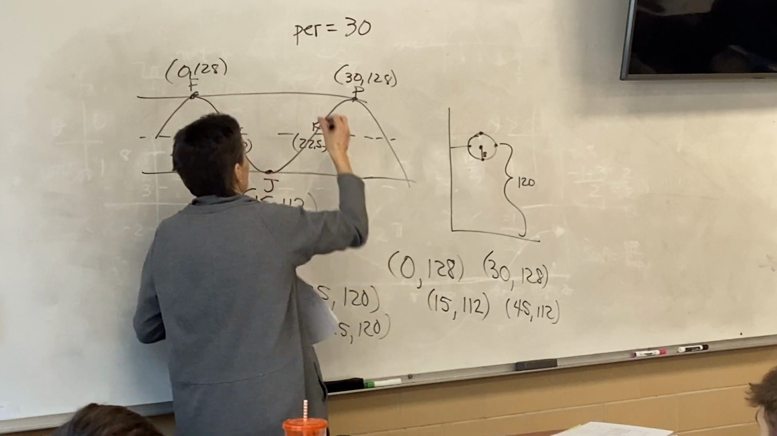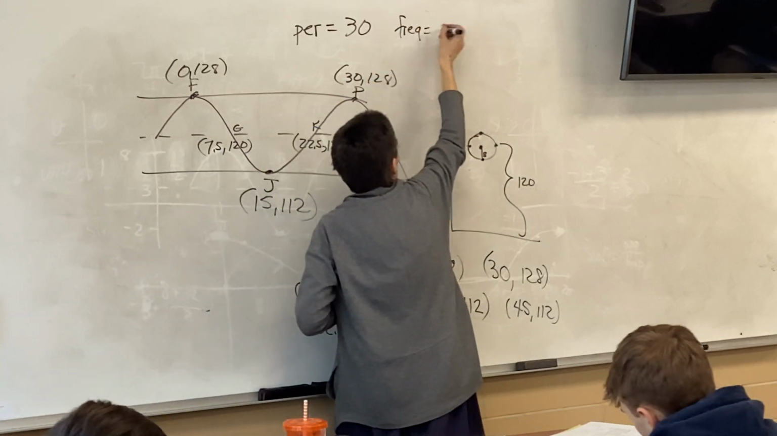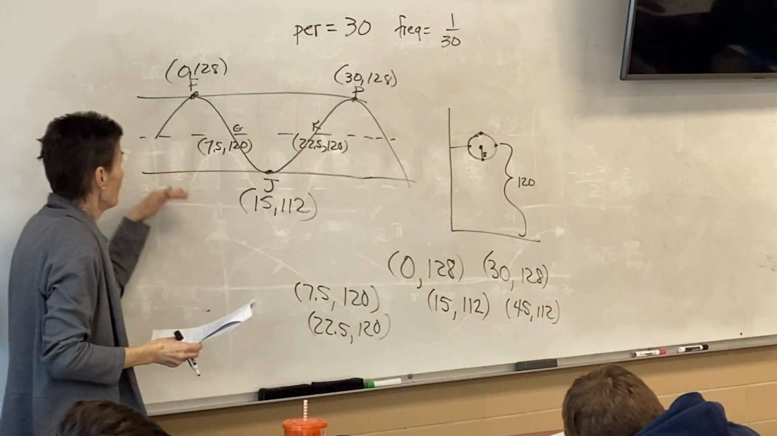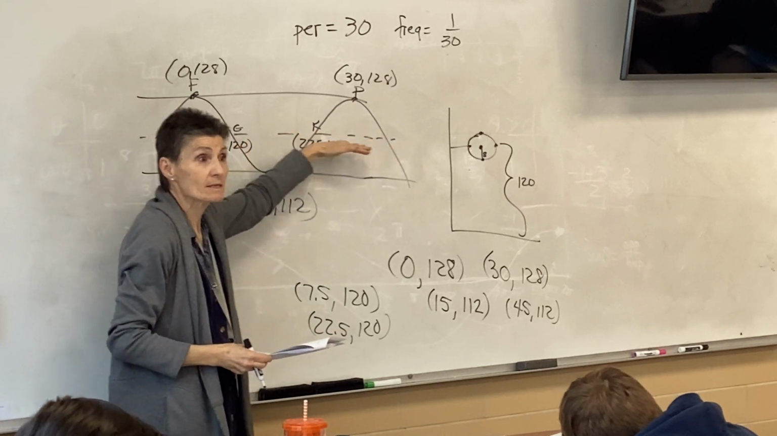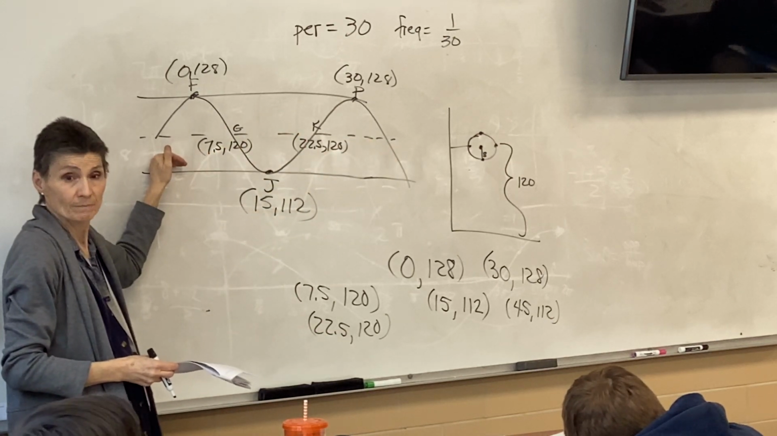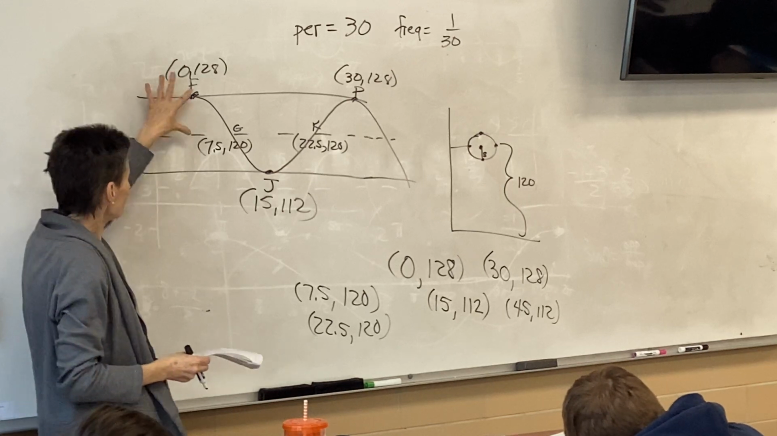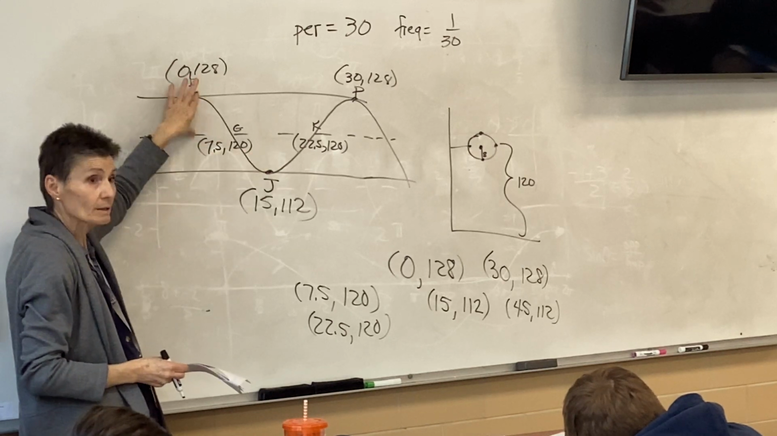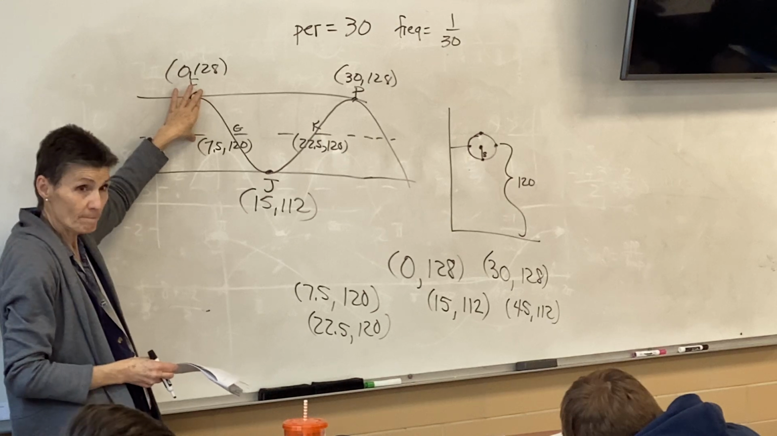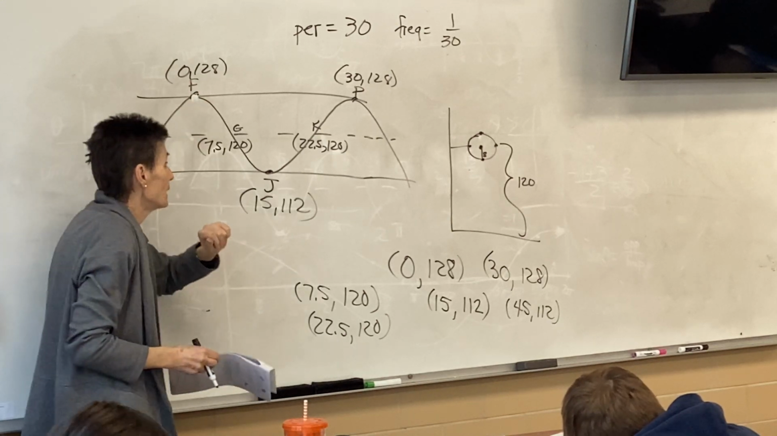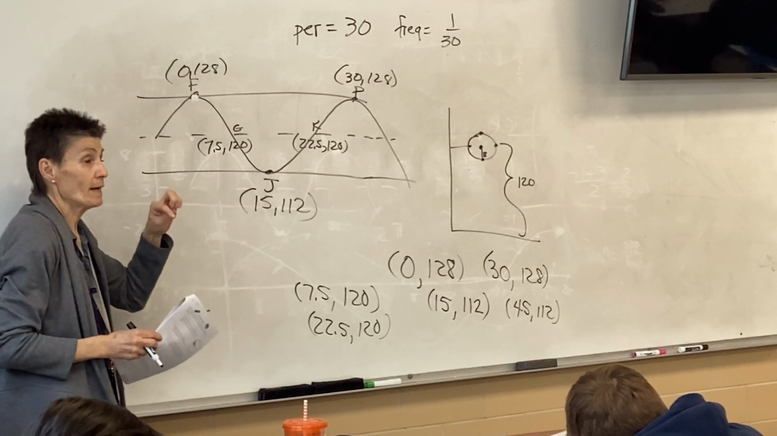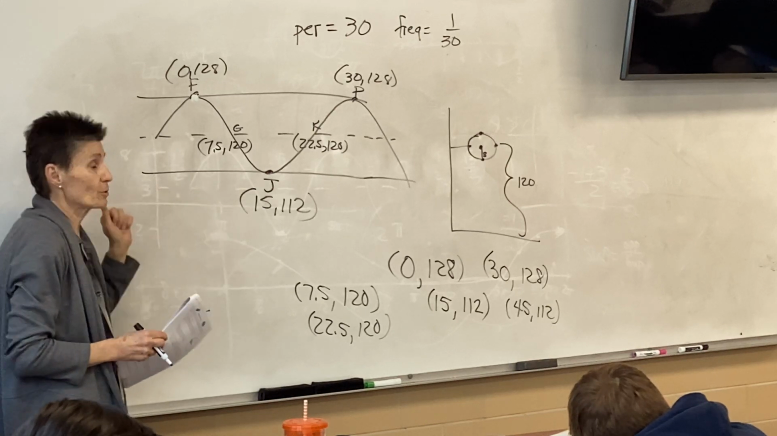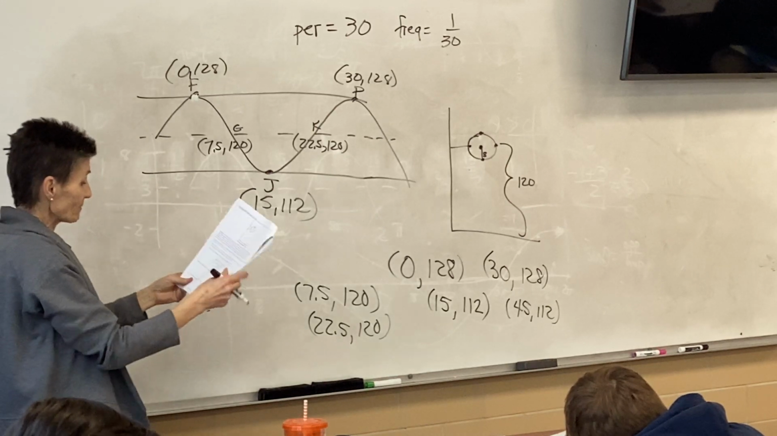Okay, what else do I want? Frequency. What's my frequency? 1/30? What's my midline? My midline this time is y equals 120. And my amplitude is 8, the radius of the clock there. Everybody good? Okay. Our next step, by the way, after we talk a little more, will be to write the equation of that curve. You're going to be able to do that. Okay, but first we have to answer this question.